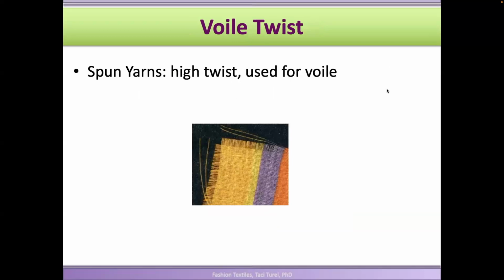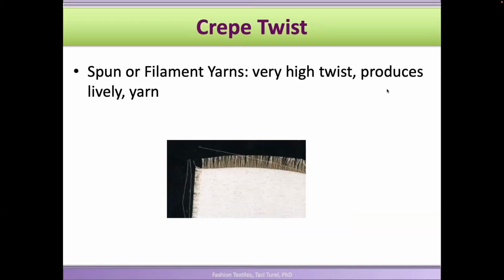Voile twist is a high twist used for voile. Crepe twist, you can see the kind of fabric here. It's that crinkle type fabric, and we require a lot of twist for those.